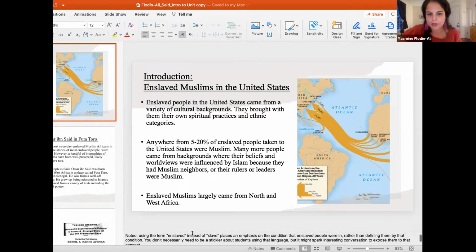I've got a note here that using the term enslaved instead of slave places an emphasis on the condition that enslaved people were in. I don't know if you necessarily need to be a stickler about that language, but it might spark interesting conversation to expose students to that and think about what kind of language we use to describe the people that we're talking about.